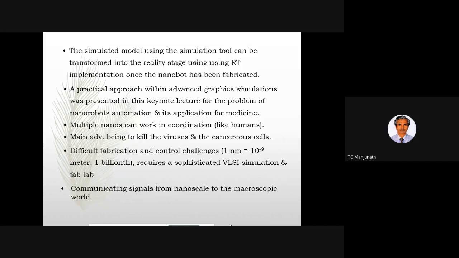We can use multiple nanorobots, which is called multi-agent learning, a machine learning concept that comes into the picture. Multiple, like group study. If only five or six students can sit together and study, that is how multiple nanorobots can work in correlation, like humans in a project software company. Well, the main advantage is to kill the viruses and the cancerous cells. But the main problem is the difficulty in fabrication and control technologies.